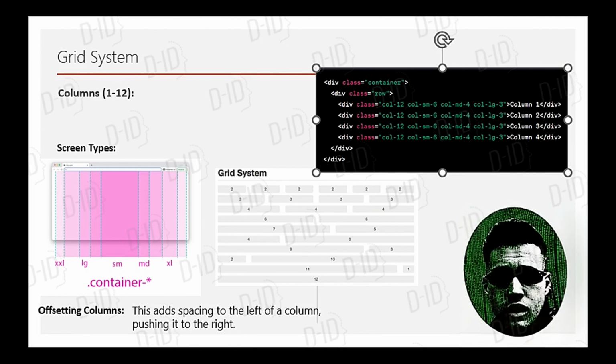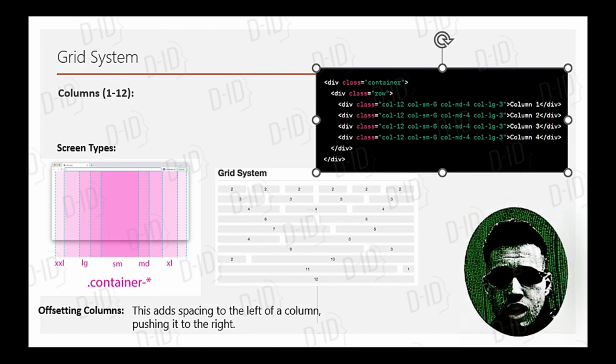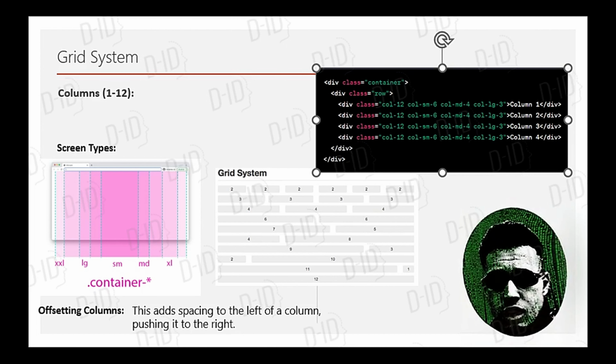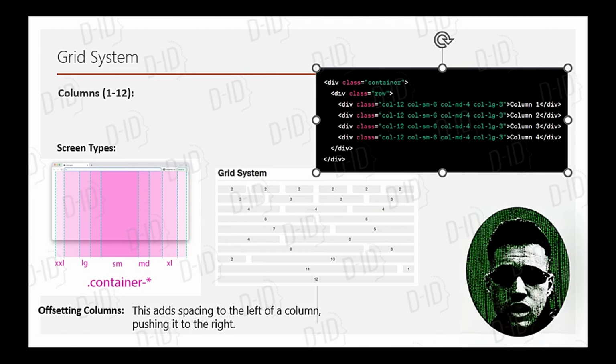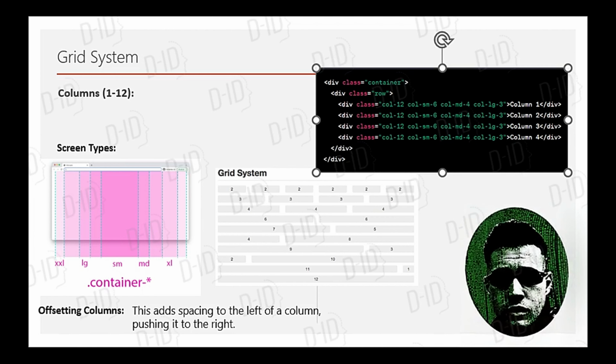Screen types. Bootstrap offers responsive classes to control how columns behave on different screen sizes. You can use classes like colsm, colmd, collg, and colxl to specify how columns should respond to small, medium, large, and extra-large screens, respectively.